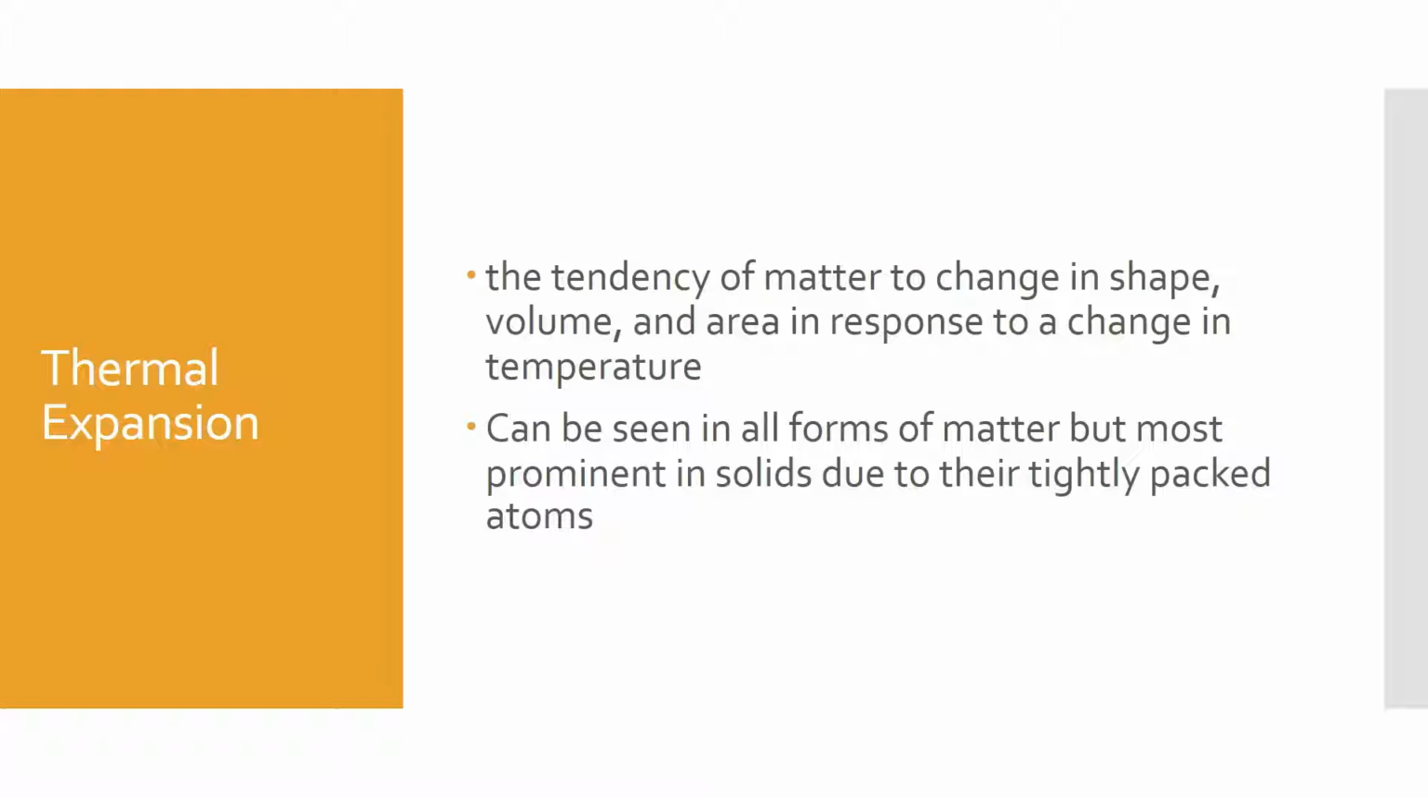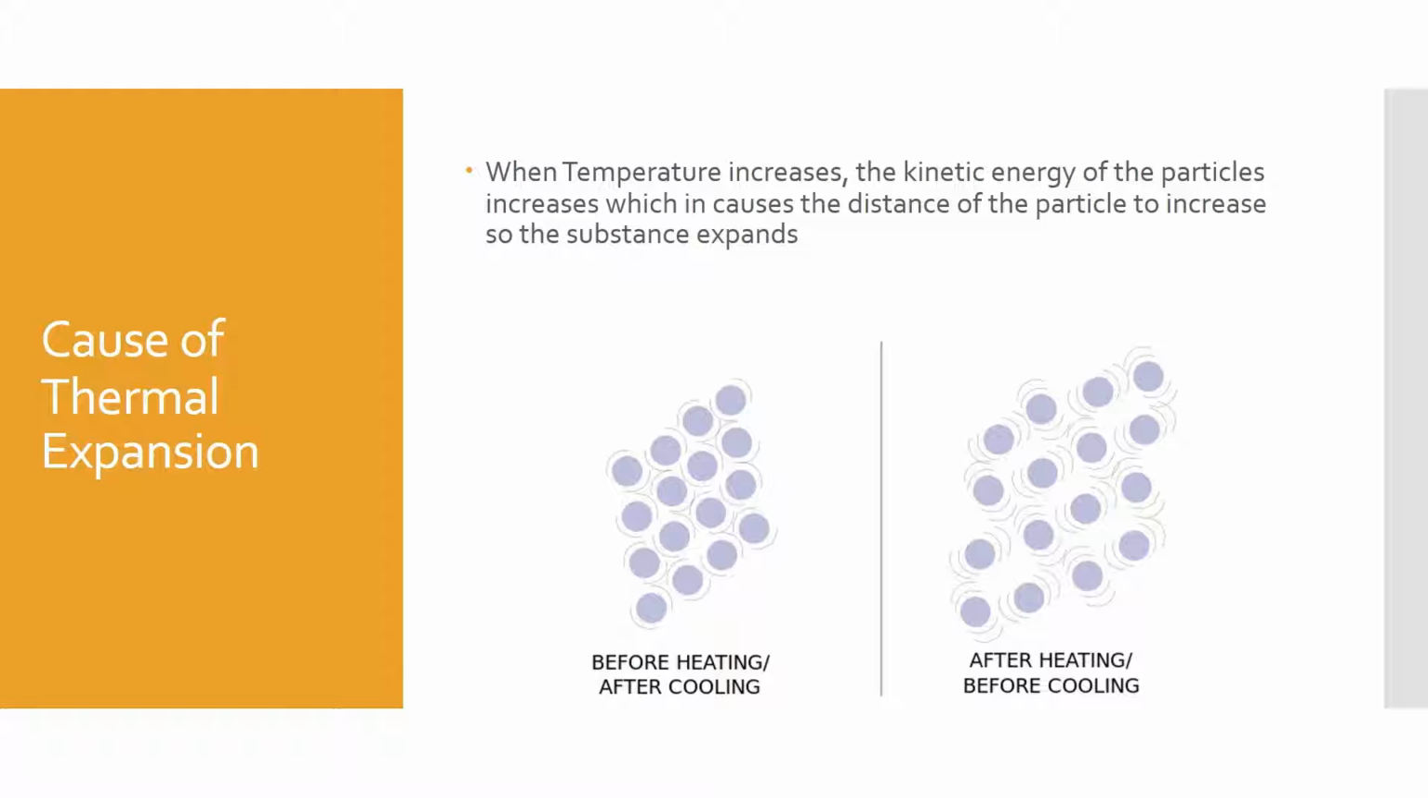Thermal expansion is the tendency of matter to change in shape, volume, and area in response to a change in temperature. This can be seen in all forms of matter, but it is most prominent in solids due to the tightly packed atoms. The cause of thermal expansion is that, as you can see from the pictures below, when particles are heated, they start to vibrate faster and their kinetic energy increases, which in turn causes the particles to move further apart, which also causes the substance to expand. This is also true in reverse, so the substance retracts when cooled.